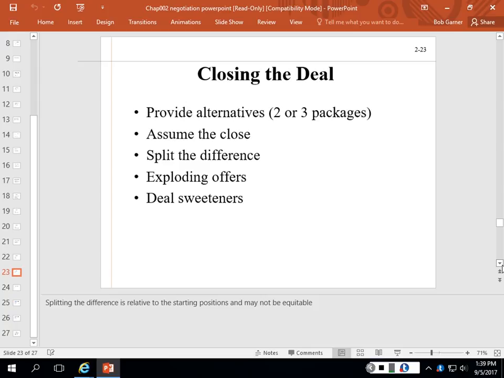Deal sweeteners, throw in extra. And here's a good thing. You go buy some work clothes. You go into Men's Warehouse and you spend $1,000 on suits. I guarantee you can get a free tie. You ask, I just spent $1,000 on suits, how about you throw in a tie? And that's called nibbling: asking for something after you've done a deal.